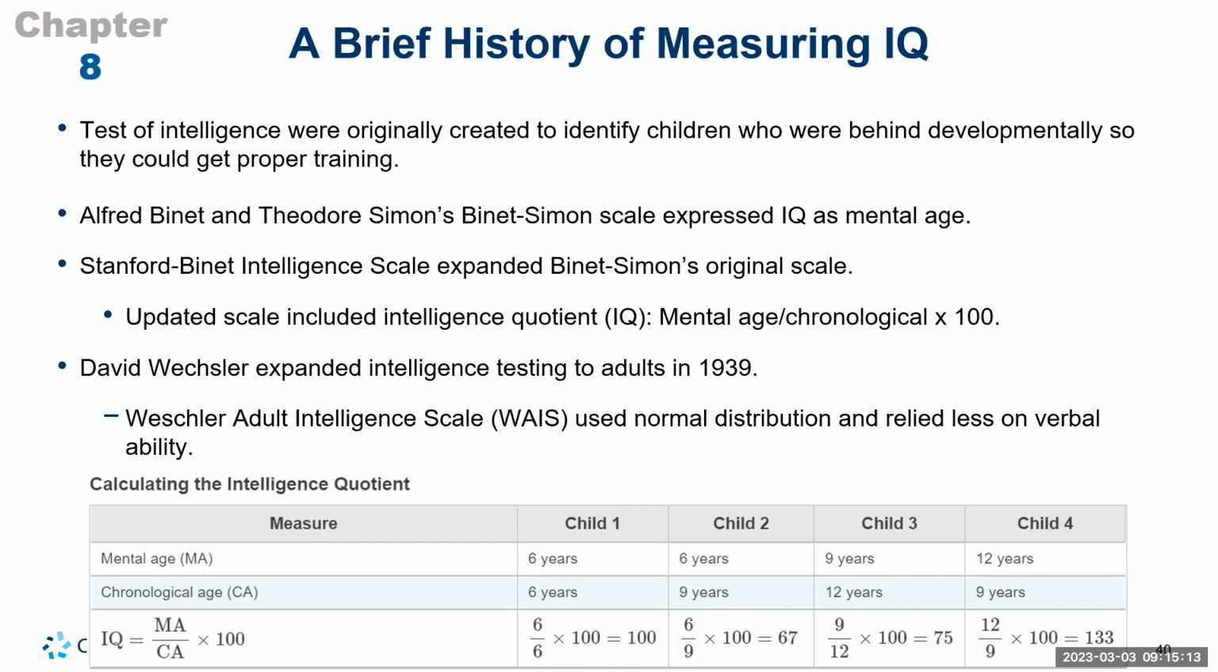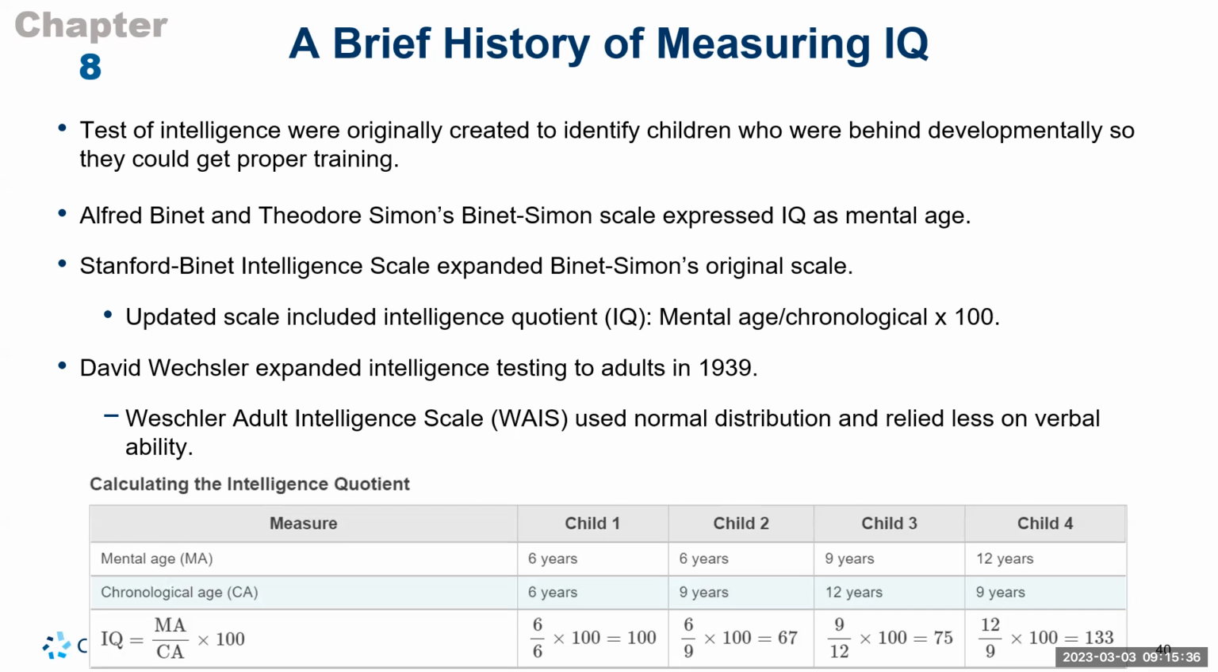So if child 1's mental age was 6 and his chronological age was 6, you get 100, right? That means he's on par, he's an average student. His mental age and his chronological age match, so he's functioning developmentally pretty easily, right? Then you took a look at child 2.